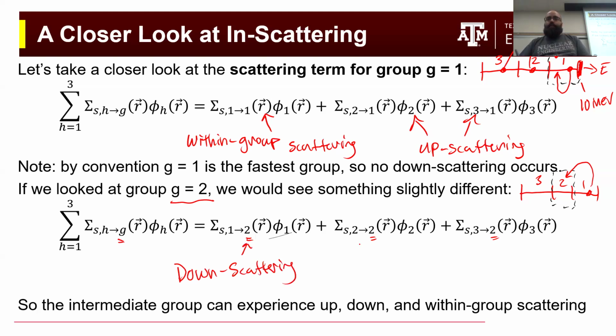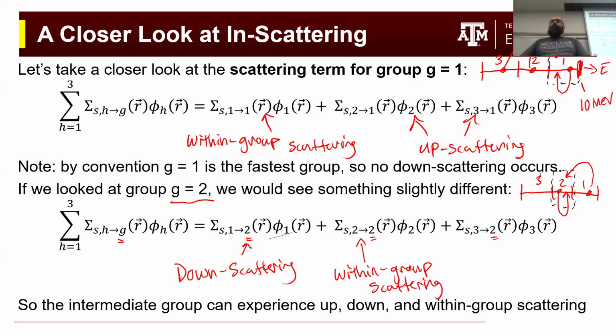It's my downscattering term. The second one is going from group 2 into group 2. So what kind of scattering is that? Starting at 2, ending back at 2. That'd be within group scattering, right? So that's within group scattering.